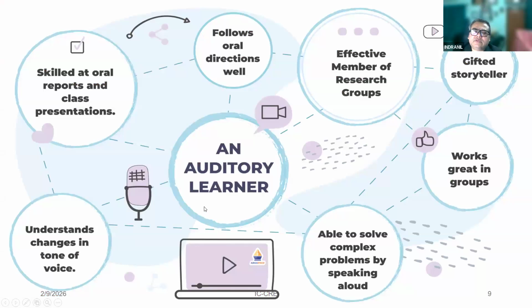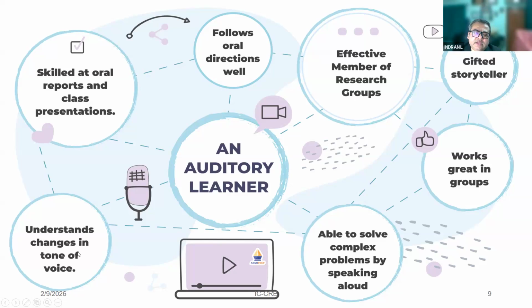An auditory learner follows oral directions very well, and they are effective members of research groups, for different types of research like binaural processing, binaural integration, and a lot of audiological learning research we are doing. So those persons who are auditory learners, we can use them. Sometimes they may be a gifted storyteller, and they work great in groups. They are able to solve complex problems by speaking aloud. They depend mostly on their hearing.